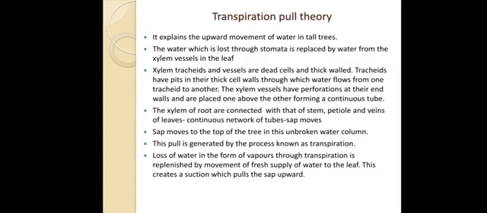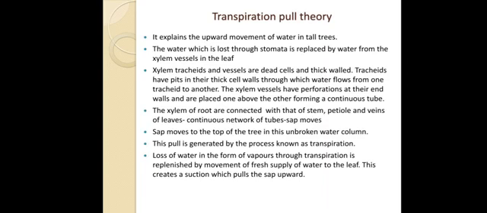Next is transpiration pull theory. This is also very important. It explains the upward movement of water in tall trees. We have big trees also, tall trees, like eucalyptus. So in those trees, we have to have some mechanism which can reach the water onto the top of the trees.